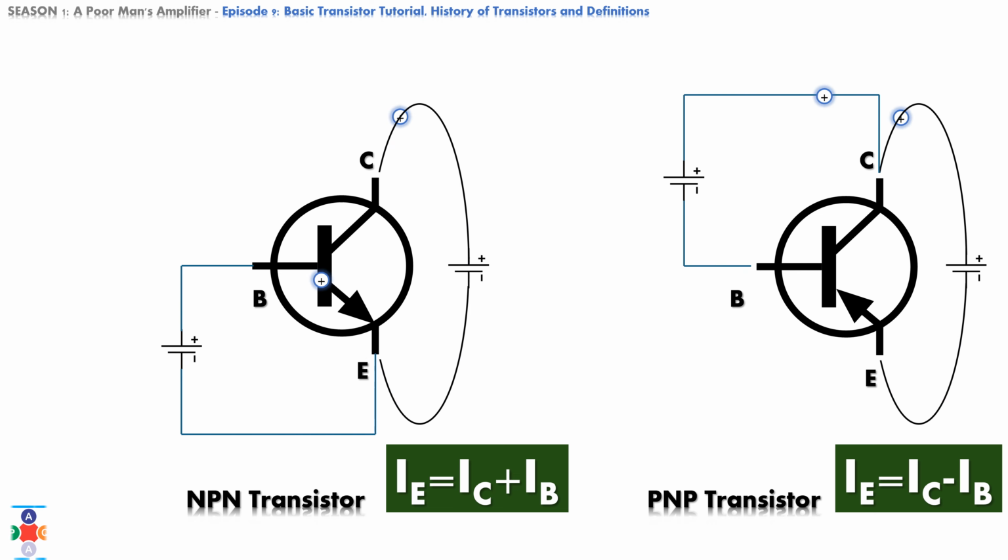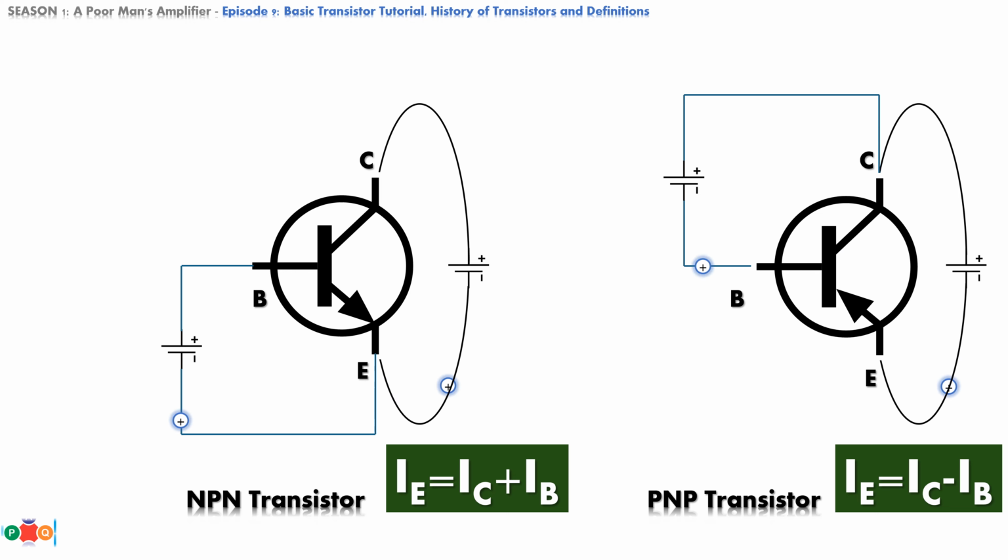Analogous for PNP transistor, the current that is sourced from positive terminal of the battery, through the collector terminal enters into the transistor, and there it splits into two currents: the base terminal current, which exits the transistor and sinks back into negative terminal of the battery, and the emitter terminal current, which then exits the transistor and also sinks back into negative terminal of the battery.